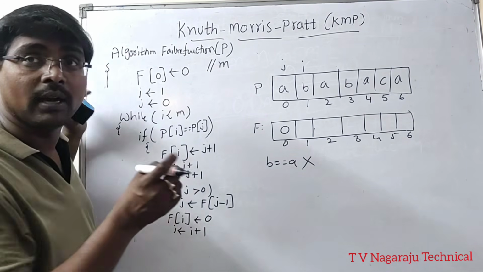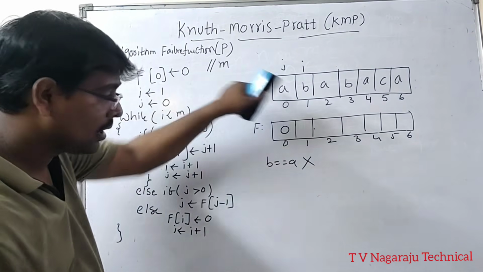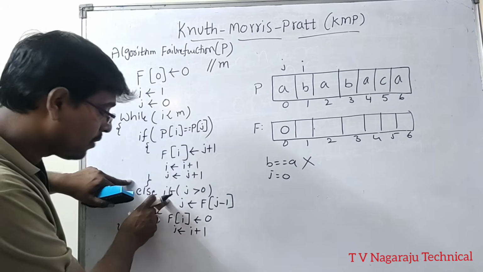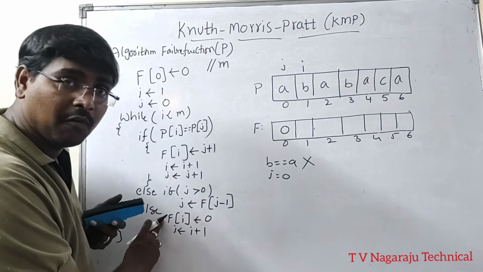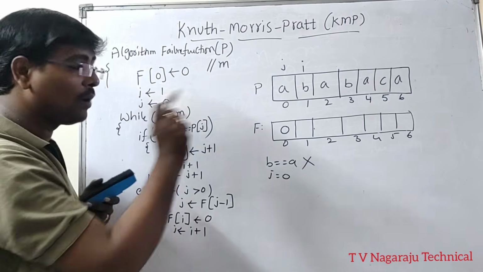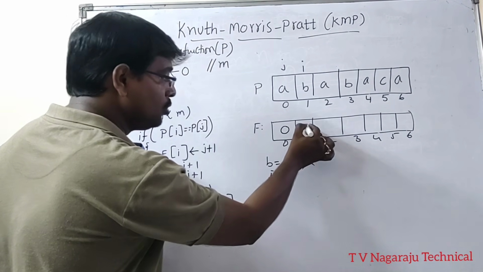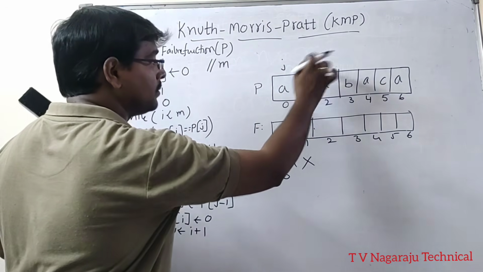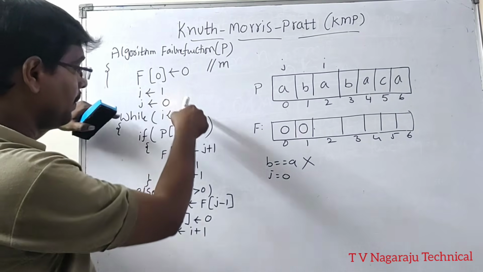In the else if, what is the condition? j greater than 0, right or wrong? No, j value is 0, so the else if is also false. In the else, we write f of i is equal to 0. What is the value of i? 1. f of 1 is equal to 0 and i is equal to i plus 1. i is incremented. Again, repeat the loop.